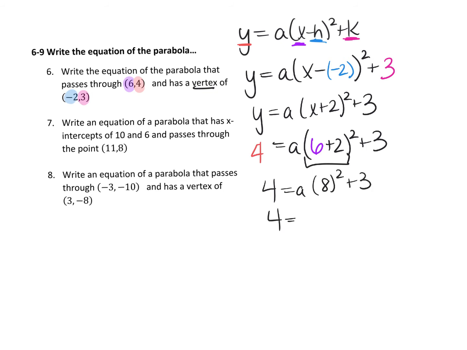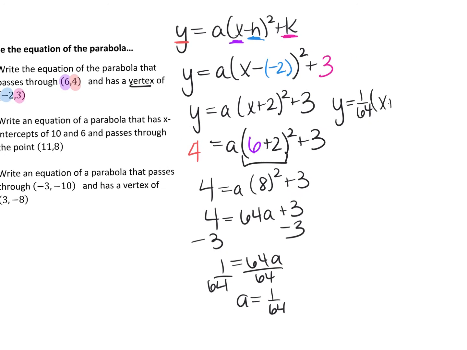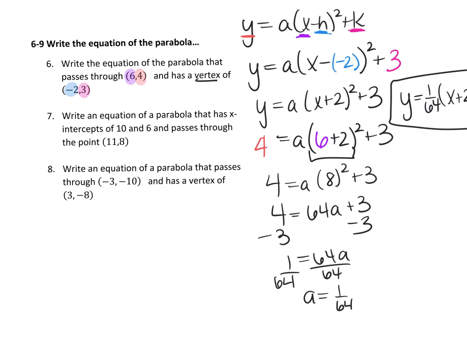4 equals 8 squared is 64. 64a plus 3. I'm always going to write the 64 in front. And then minus 3. 1 equals 64a. Divided by 64. A is 1/64. So then I can come back here and write my equation. Y equals 1/64 times x plus 2 squared plus 3. That's my final answer.